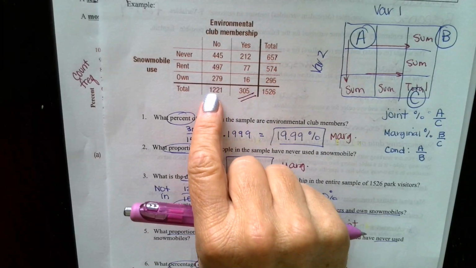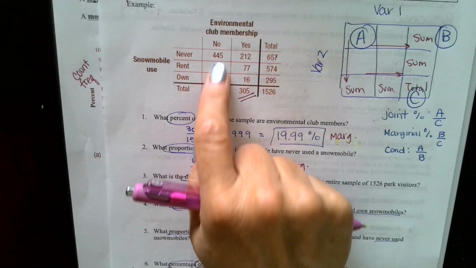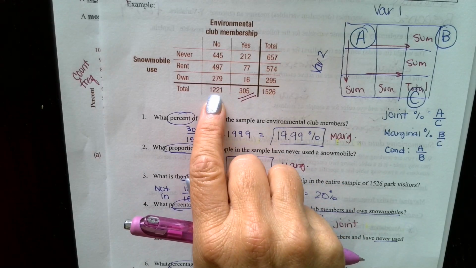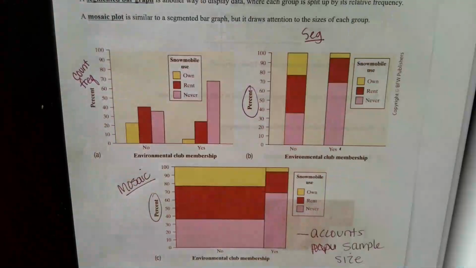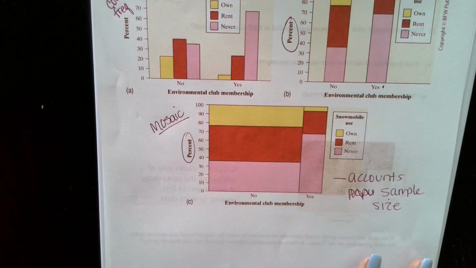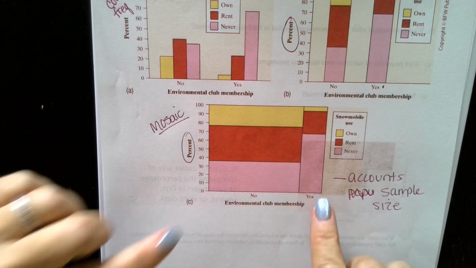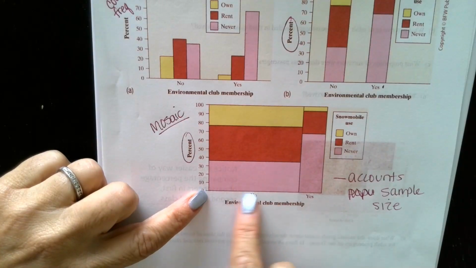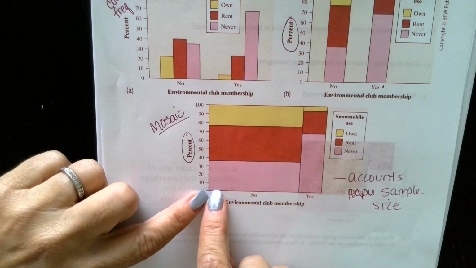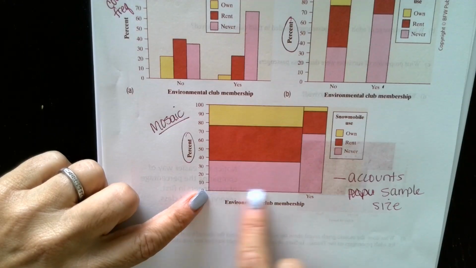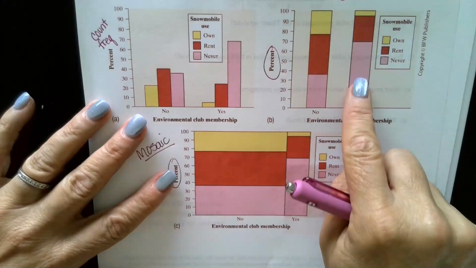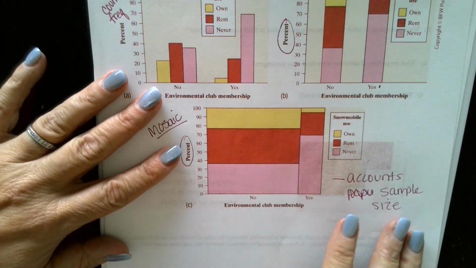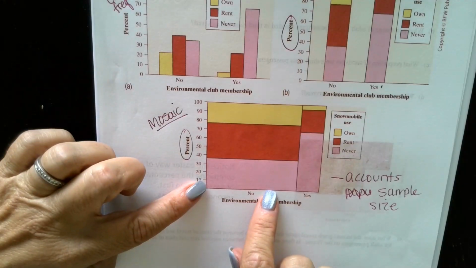So if we're looking at our percentages, our sample size, we have 1,200 people that are not members of the environmental club, and we have 305 people that are members of the club. So what the mosaic does is it accounts for the population or your sample size. So now when we look at this, we can say all of these people are not members of the environmental club and have never been on a snowmobile. So this allows you to take data that is a little bit skewed because we don't know the sample size and get a more realistic picture of what our amounts are in each group.